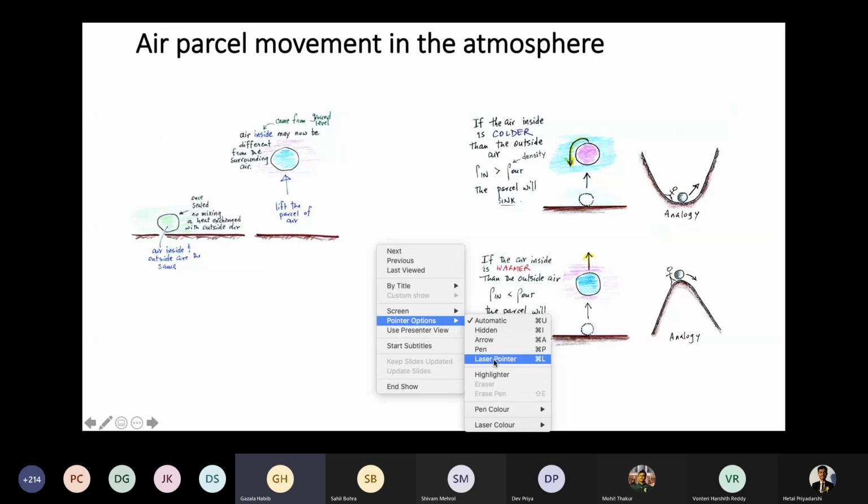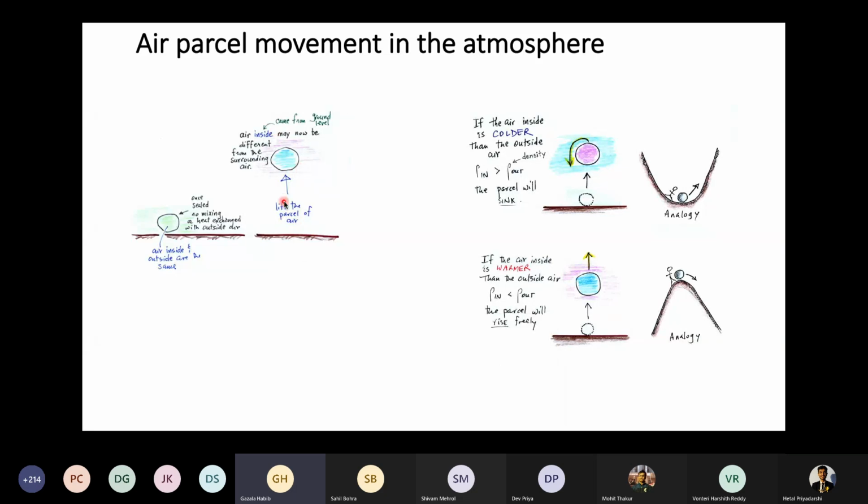Okay. So in the second picture, when the temperature inside the air parcel is different from the surrounding air, especially if it is warmer than the surrounding air, then what will happen? It will go up and it will lift until there will be no temperature difference between the air parcel and the surrounding air. So this is what happens, and that is why a warmer air parcel goes up and we see the cloud formation in the atmosphere.